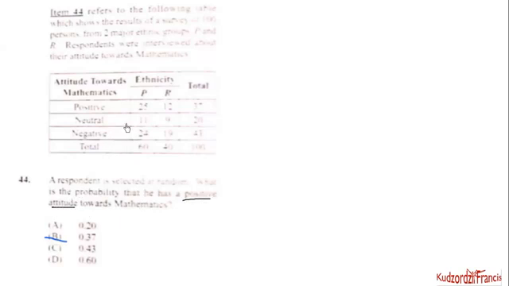So you go straight to the two-way table column. Then the positive attitude, you look for the number of people who had positive attitude towards mathematics, and that number is 37. And you express it over the total number of respondents, which is 100. So it's going to be 37 out of 100. And 37 out of 100 is the same as 0.37. So the correct answer is indeed 44, B.